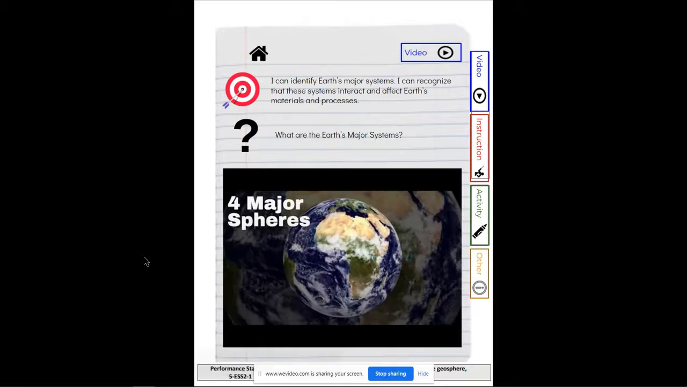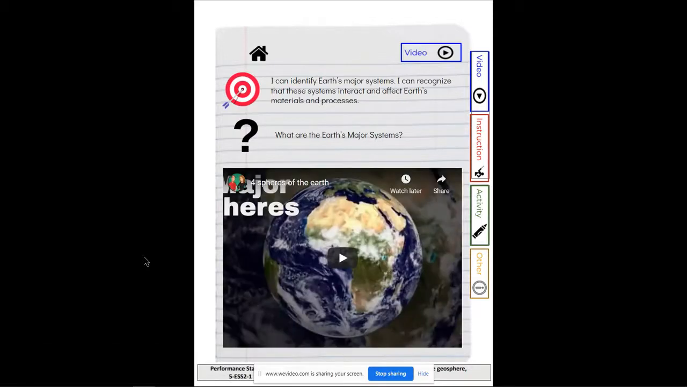Because remember today, your goal is that you can identify the Earth's major systems, and that you can recognize how these systems interact and how that interaction affects the Earth materials and processes. It affects what's happening on Earth.